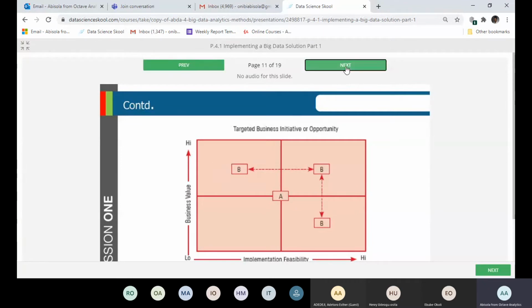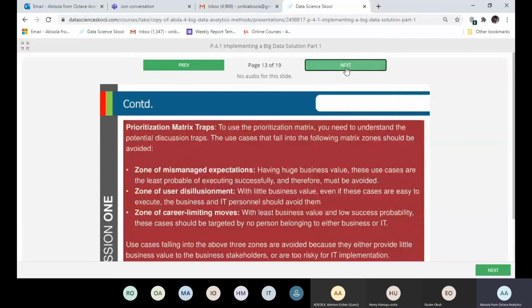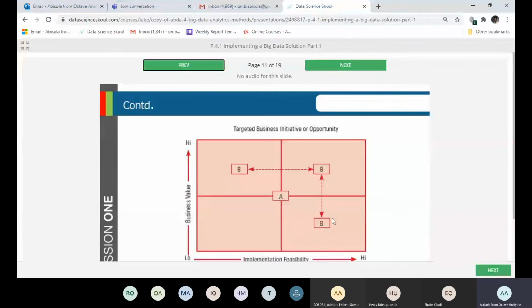So then we also have the zone of user disillusionment. With little business value, even if these cases are easy to execute, the business and IT personnel should avoid them. So user disillusionment, that is little business value but easy to implement. So it is here. So this is user disillusionment.